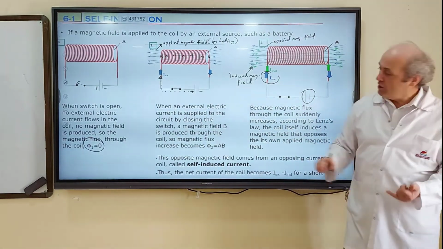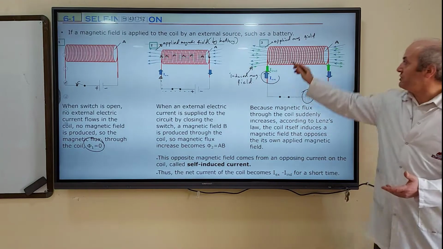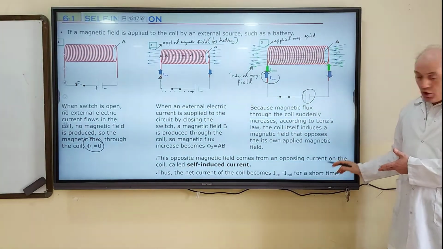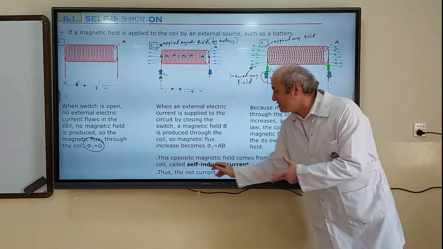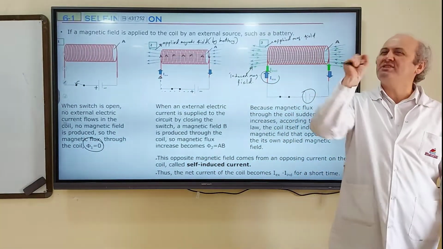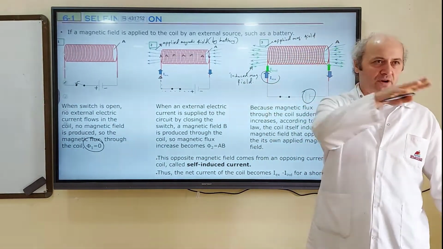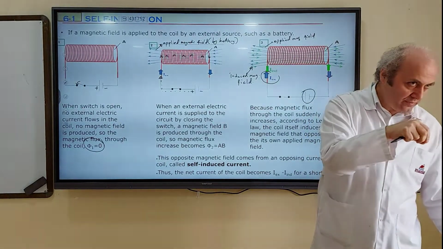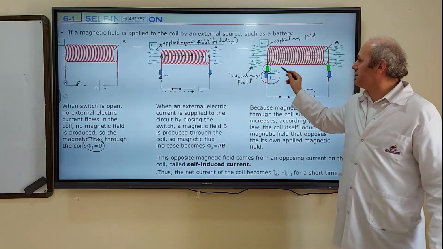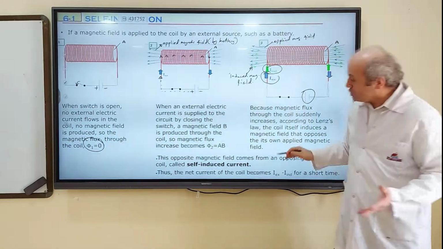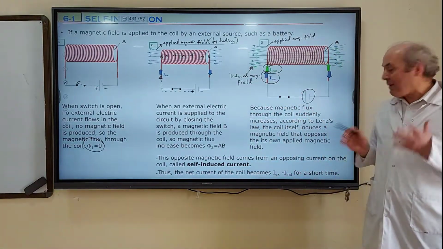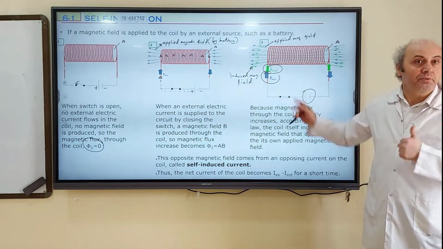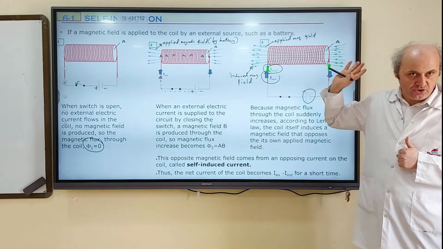So this opposite magnetic field, the induced magnetic field, comes from an opposing current in the coil called the self-induced current. Sometimes it's called self-induced current to separate it from electromagnetic induction. This green current is sometimes called the self-induced current. The total current in the circuit is calculated by subtraction of them. Reason? Because they are opposite in direction.